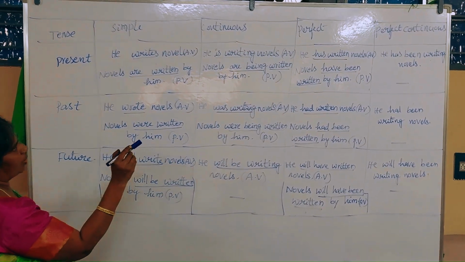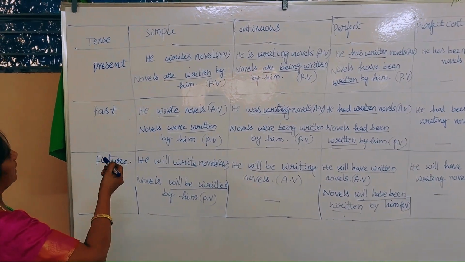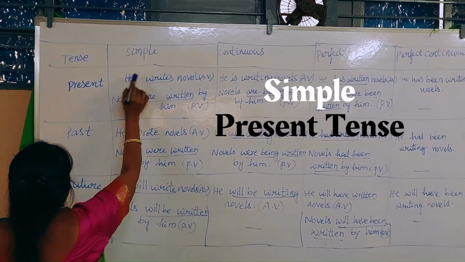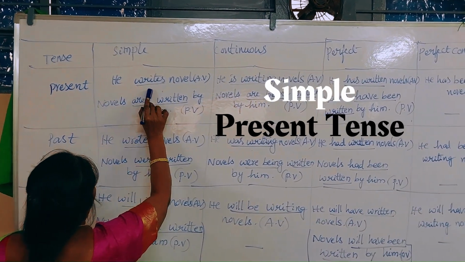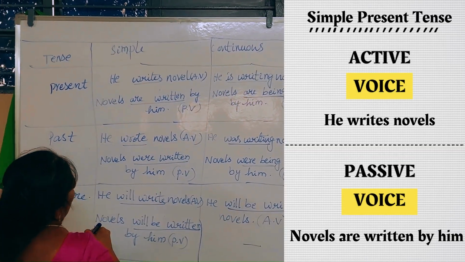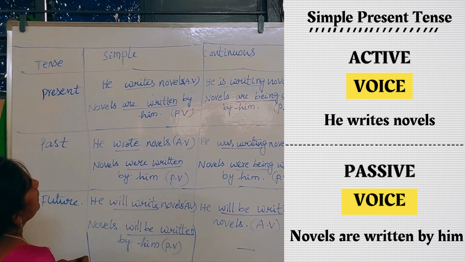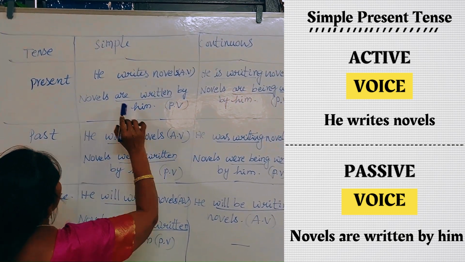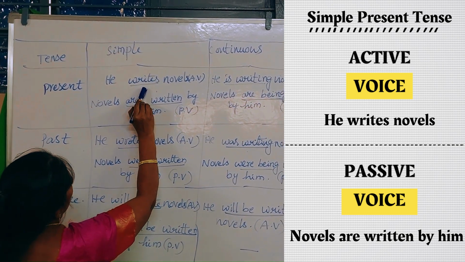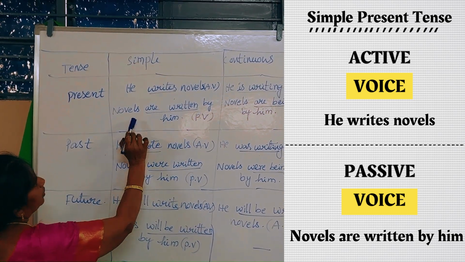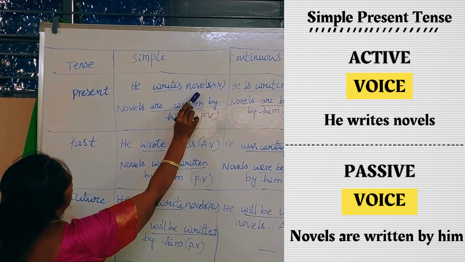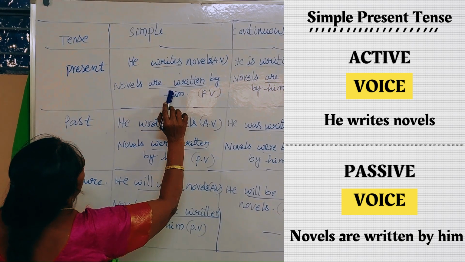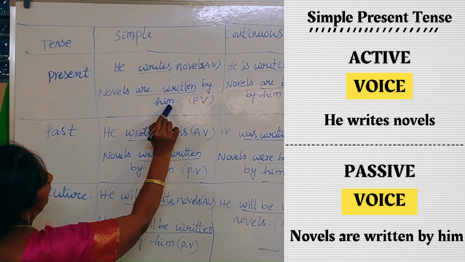To change sentences from active to passive voice, we should take 3 tenses and their 12 forms into consideration. First of all, let us see simple present tense. In simple present tense, he writes novels is the active voice. If we change this active sentence into passive voice, novels are written by him. In active voice, he is the subject, writes is the verb, and novels is the object. In passive voice, novels, which is the object in active voice, became the subject, and he, which is the subject in active voice, became him.